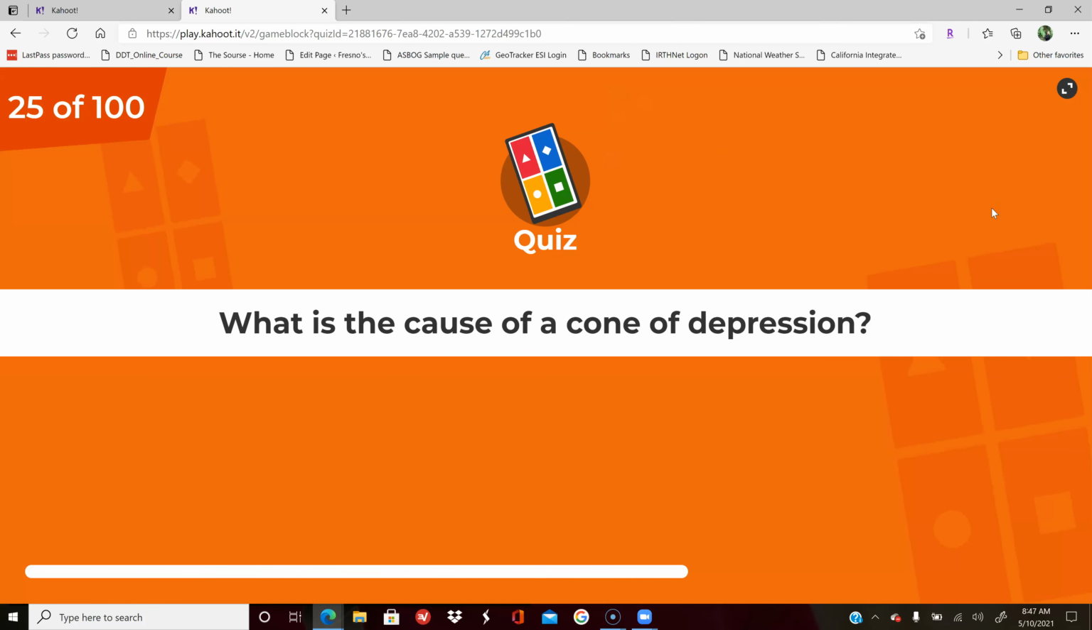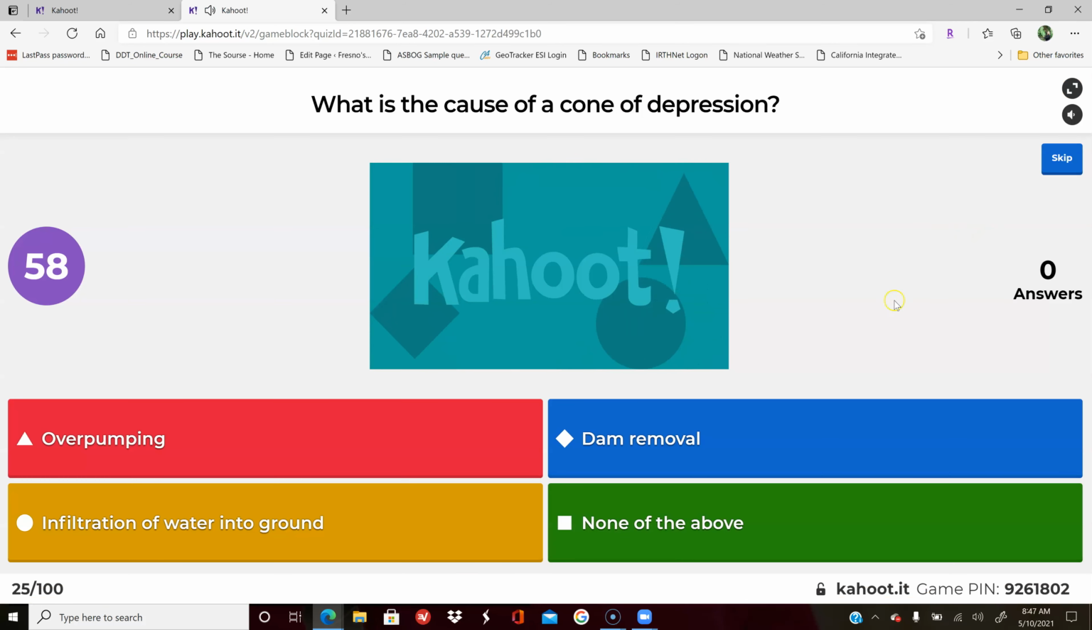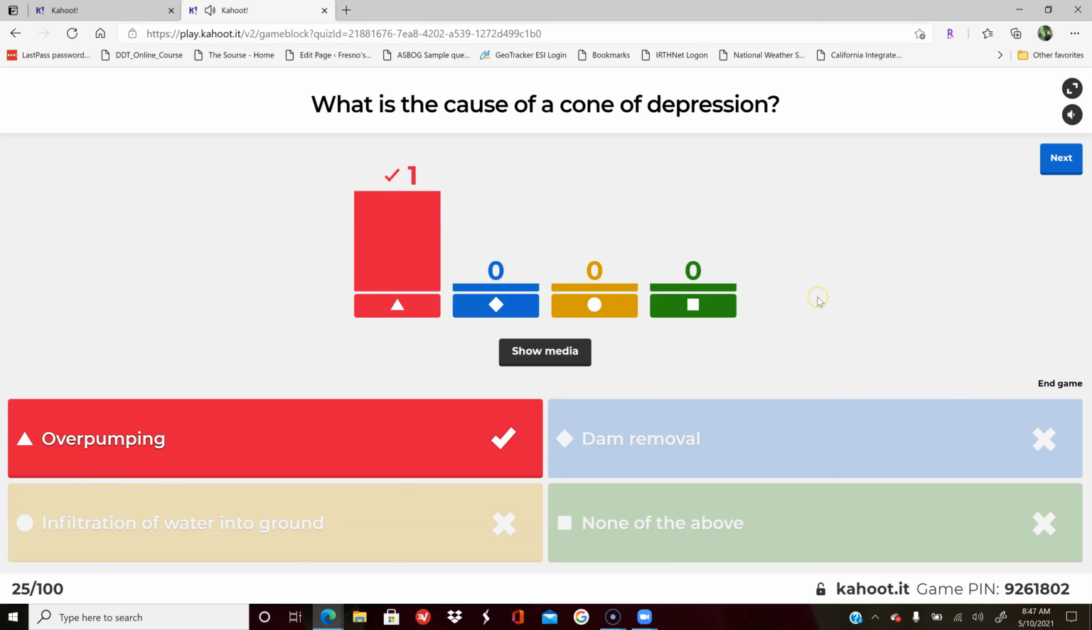What is the cause of a cone of depression? Overpumping, dam removal, infiltration of water into the ground, or none of the above? This would be overpumping. So the more water you pull from the groundwater, the more likely you're going to get a cone of depression. So overpumping will lower the groundwater table, and it will cause a cone of depression.